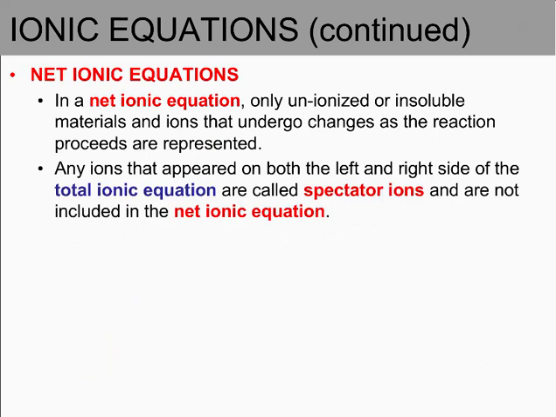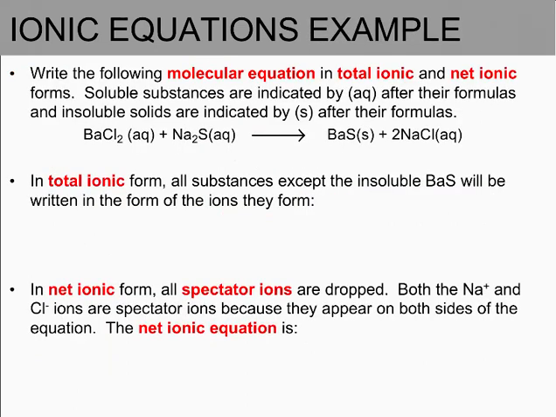Okay, so let's go over an example. Let's write the following molecular equation in its total ionic and net ionic forms. Soluble substances are indicated by aqueous after their formulas, and insoluble solids are indicated by S, or solid, after their formulas. All right, so for this reaction, we have barium chloride, which is aqueous, and sodium sulfide, which is aqueous. And then in the products, we have barium sulfide, which is a solid, so that's our precipitate. And then sodium chloride, which is aqueous.